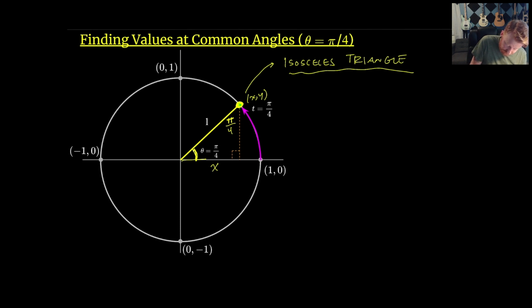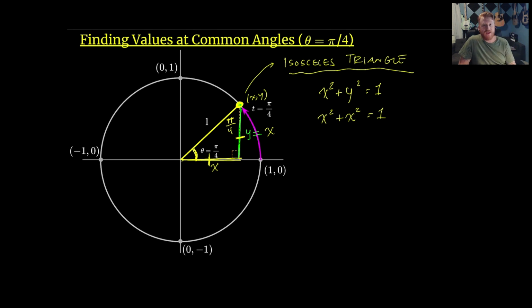We know that this value here is going to be x, and this distance here is going to be y. But since this is an isosceles triangle, the side lengths are the same, so y is equal to x in this case. So instead of writing x squared plus y squared equals 1, I can write x squared plus x squared equals 1, since y is equal to x. So this says 2x squared is equal to 1. If I divide both sides by 2, I'll get that x squared is equal to 1/2.